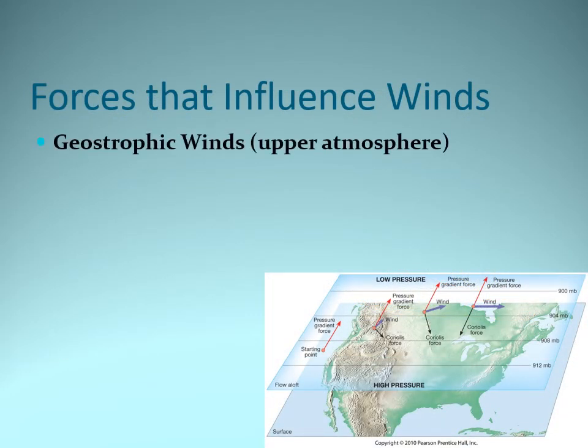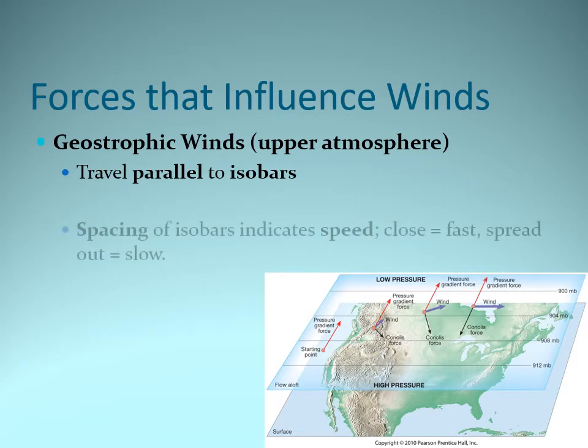So we have certain kinds of wind that can be a result of just pressure gradient and Coriolis force. And those are called geostrophic winds. Geostrophic basically means that in the upper atmosphere, technically I should say the upper troposphere, the winds travel parallel to the isobars. And just like before, and kind of like a hose, if you squeeze a bunch of isobars together, the wind will go faster. Just like if you squeeze a hose, water will go out faster.